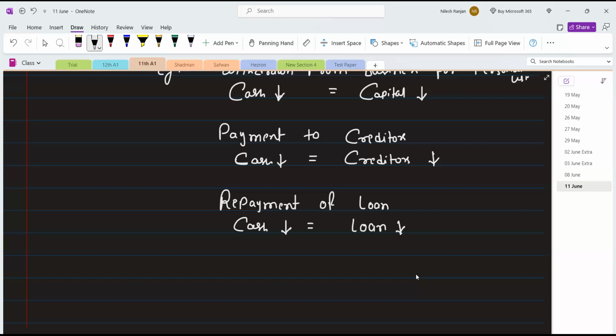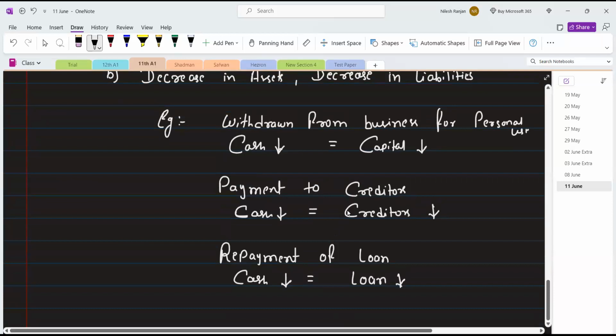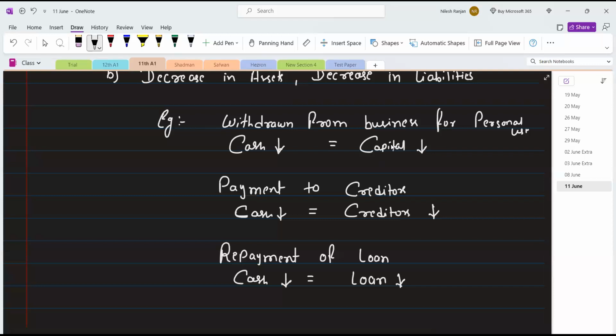Because we are using it for our personal use, right? We are not paying anyone. See, here I'm not decreasing liabilities, I'm decreasing the liability side. Okay, liability side means capital and liabilities both. So if you have invested in your business, it will increase your capital, yes or no?